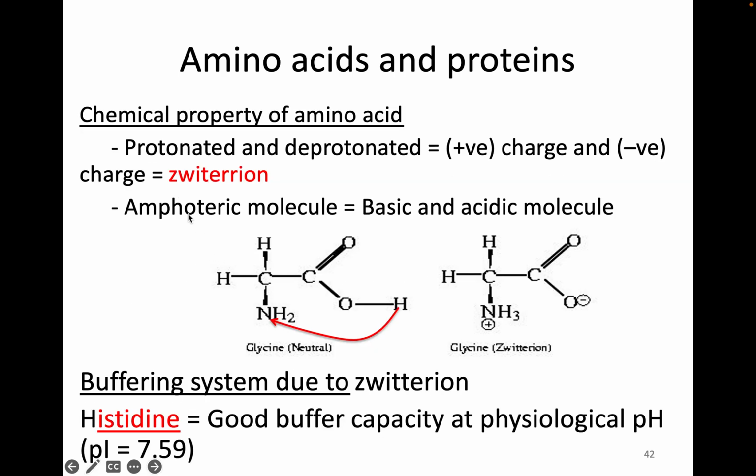Amino acids have the property of being deprotonated and protonated, resulting in negative and positive charges within the molecule, a so-called zwitterion or amphoteric molecule, in which it can act as a base or an acid in one molecule. This property gives amino acids buffering capacity, especially histidine, which is considered the best buffer in physiological conditions because its pI is very close to physiological pH.